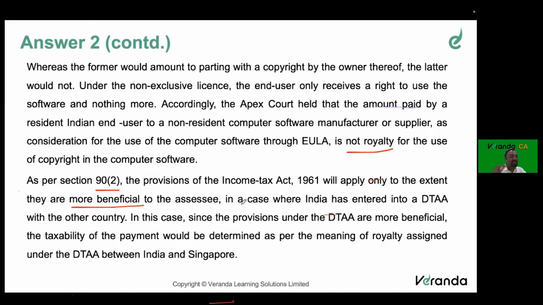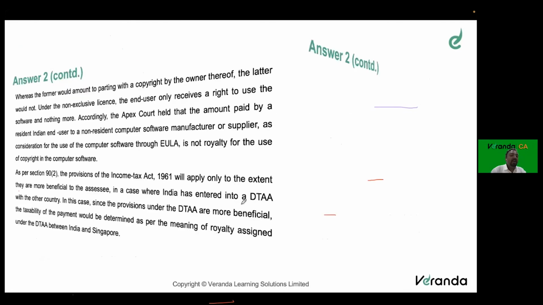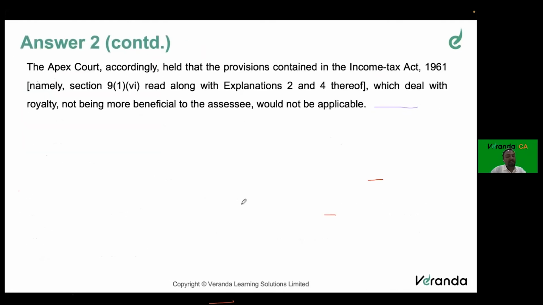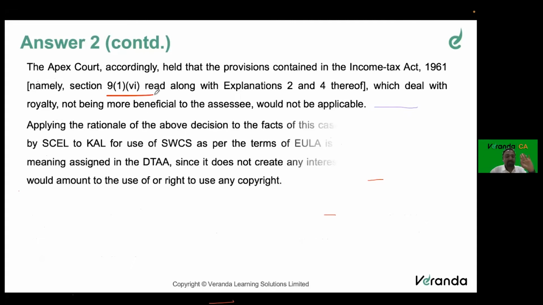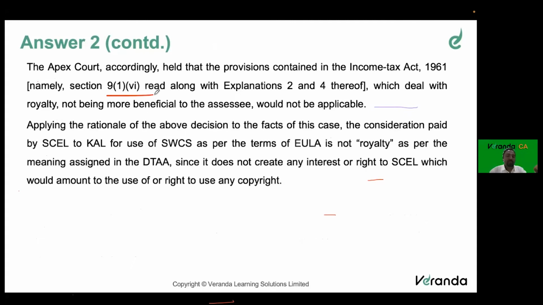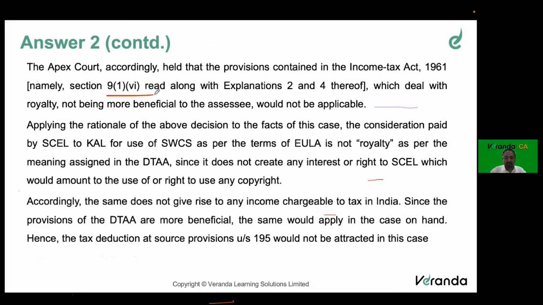In this case, since India has a DTA with Singapore and the DTA is more beneficial, the term royalty as defined in the Singapore DTA will be applied, which means it is not a royalty. So they said, since it is not a royalty as per the DTA, we need to ignore whatever is provided in section 9(1) clause 6. So this is not a transaction which is subject to royalty. That's the conclusion. There is no requirement of TDS and other things.